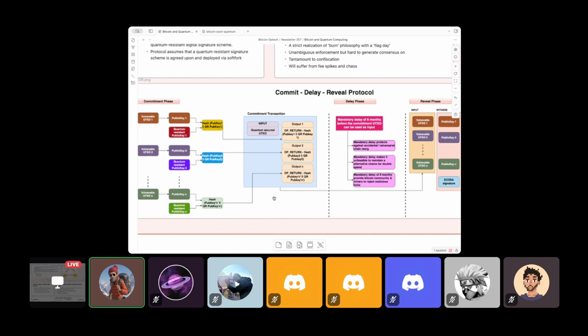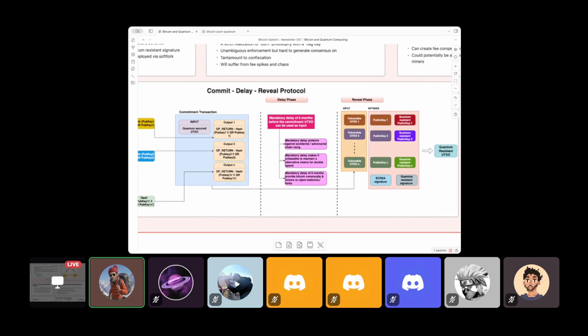So this is how CDR will try to protect your UTXOs. During the 6 month delay, you can't spend anything. These UTXOs are locked for 6 months. So why do you need this delay? It protects you from adversarial chain reorganizations. It also makes it unfeasible for the attacker, who might perform a 51% attack and keep building a parallel chain for long. But because of the 6 month delay, he cannot maintain an attack for so long. So that is the assumption on which the 6 month delay is proposed.